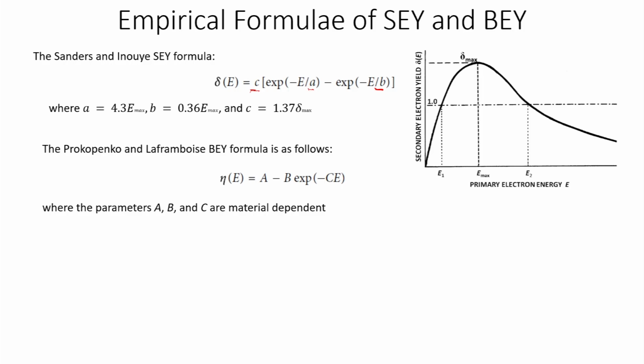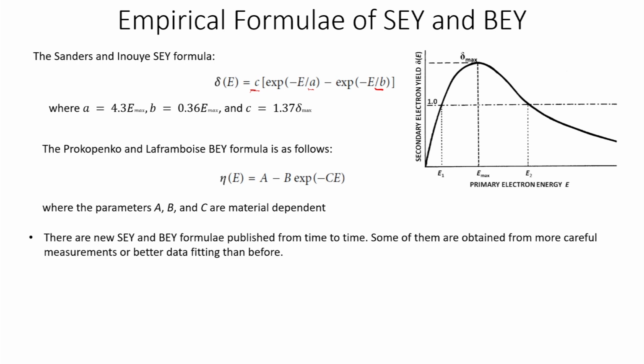So, these A, B, C are material dependent. You need a chamber where you can test the material, and using the data you get, the A, B, C can be found out. There are many formulas for the SUI and BUI, and they are published from time to time.